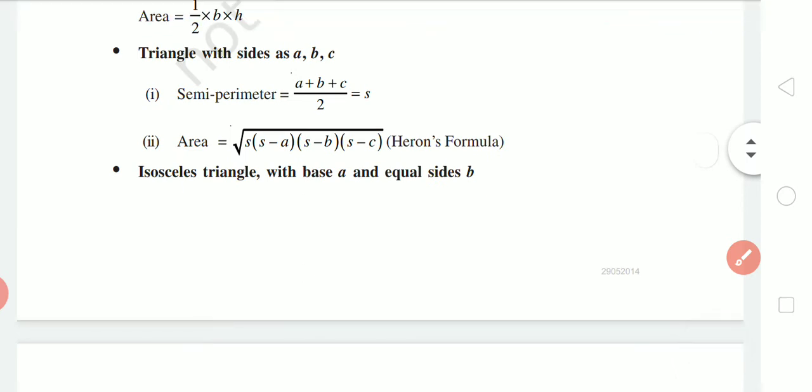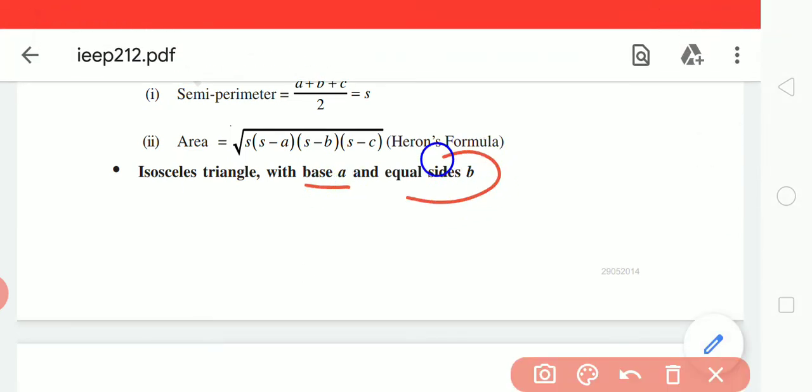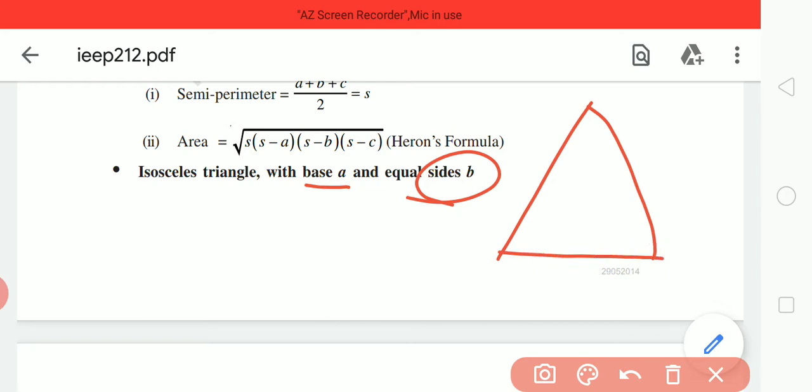In the isosceles triangle with the base A and equal sides B, in this also, if you have not been given the height, and if you don't want to, the height can also be found. I told you in the isosceles triangle, this is the bisector also, and in the isosceles triangle the median is the altitude also.